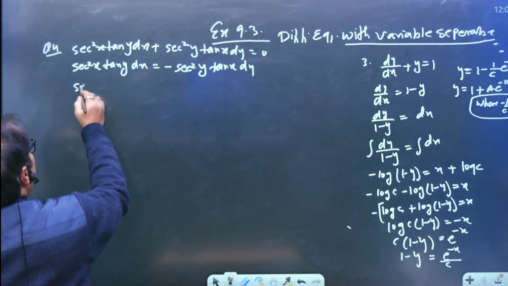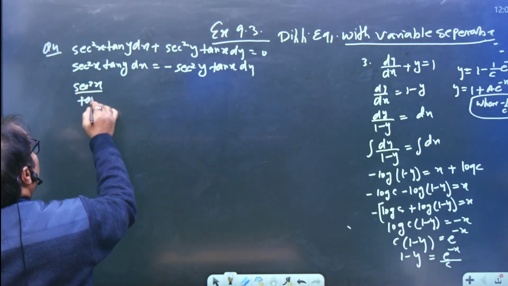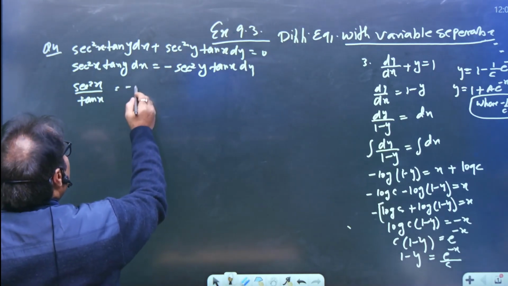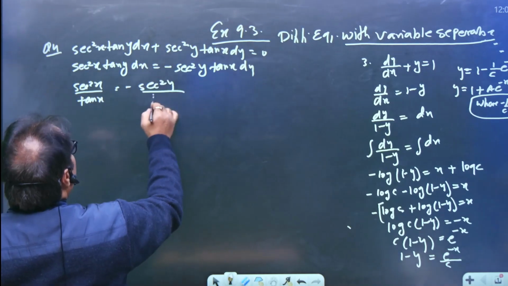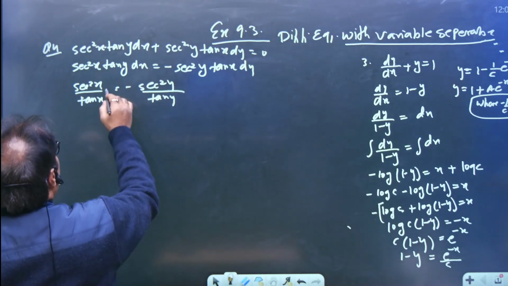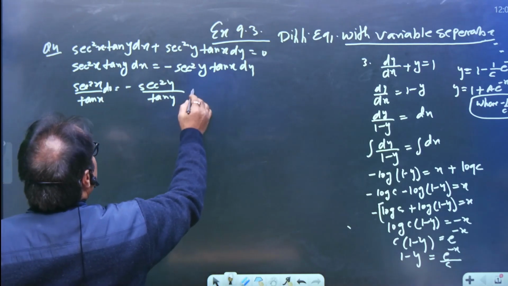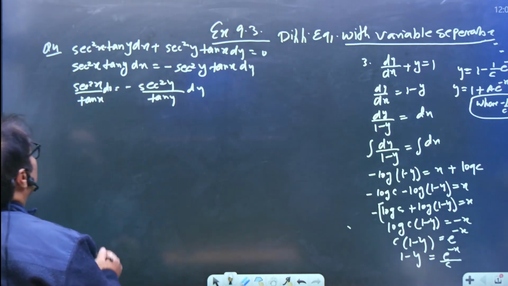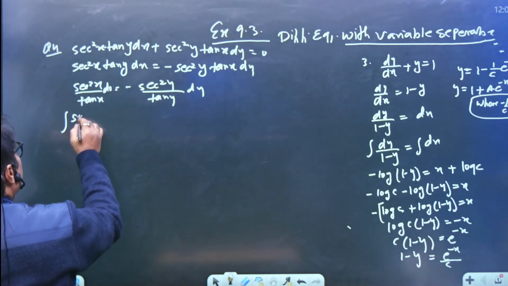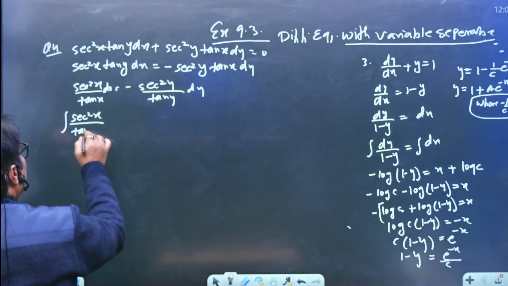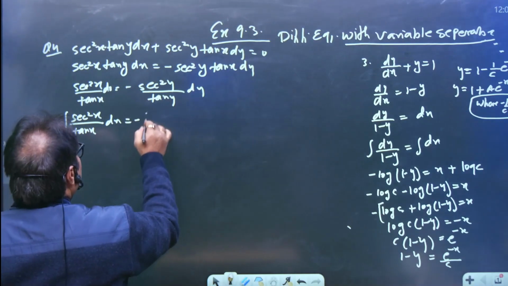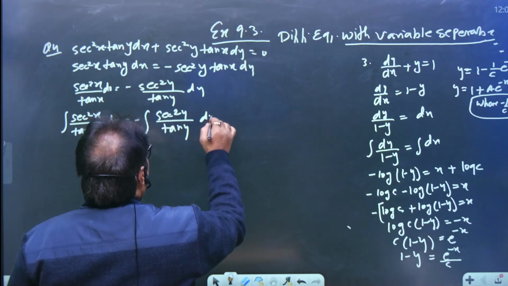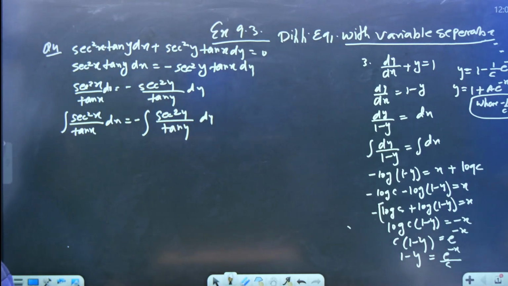So this is sec square x upon tan x dx is equal to minus sec square y upon tan y dy. Now the variables are separated, so integrating on both sides, integration of sec square x upon tan x dx is equal to minus integration of sec square y upon tan y dy. And now apply the substitution method.